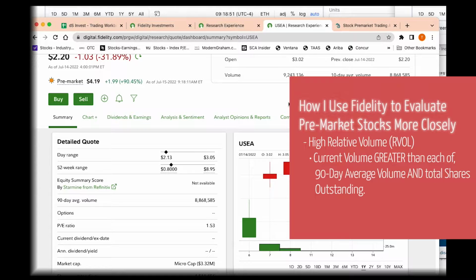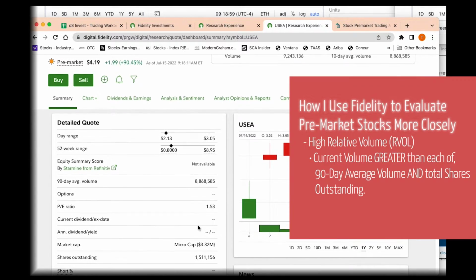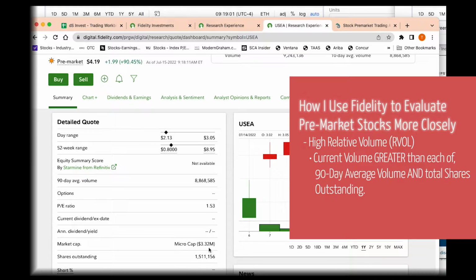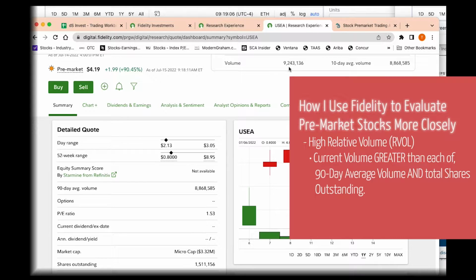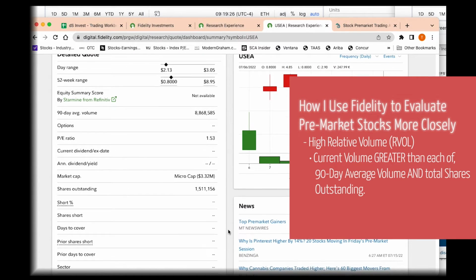I like to trade relative volume, high relative volume, which means more trading happening than usual. So how do I measure that? I pretty much just eyeball that based on what the current volume is over the 90-day average, over the total shares outstanding. So I can tell you right now, I already like how this looks because we've got 9.2 million current shares traded, over 8.8 million on the 90-day average, and definitely 1.511 million on shares outstanding, which means this is a really low float stock and it can technically move very fast.